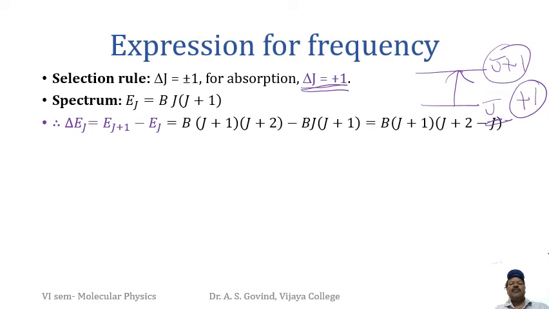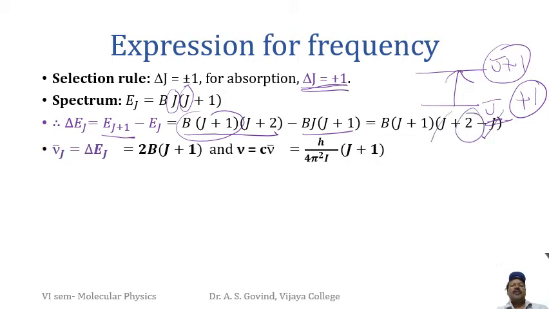So for J plus 1, you have to substitute J plus 1 at both the places of J here. So it becomes J plus 1, J plus 1 plus 1 is J plus 2. This is energy for J plus 1 minus EJ as it is. Now you can take out B and J plus 1 as common for both of them. So you will get J plus 2 minus J. So J gets cancelled. You are left with 2 here. So therefore, the nu bar, which is the delta EJ, is 2B(J plus 1).